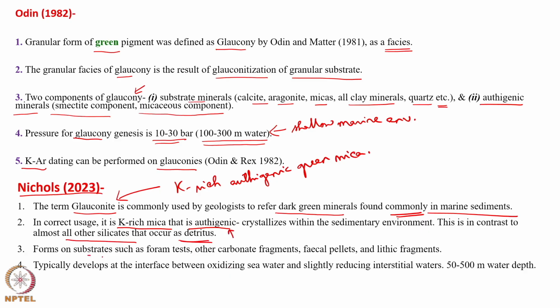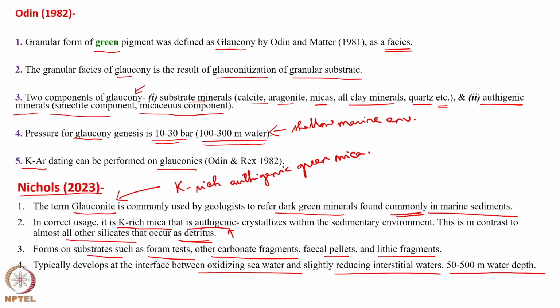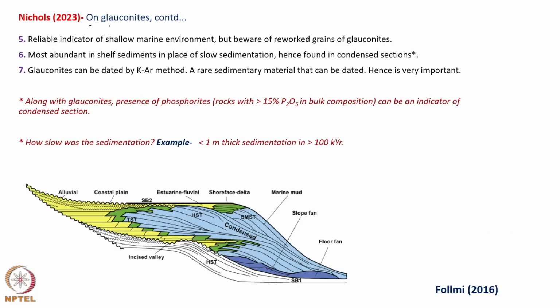Glauconite can develop on substrates such as foram tests, other carbonate fragments, pellets, and lithic fragments. They typically develop at the interface between oxidizing seawater and slightly reducing interstitial water, which means 50 to 500 meter depth. Now we see here from author to author the depth range for glauconites and that for glaucony are different. However, there is also an overlapping depth range. We are continuing on glauconites.